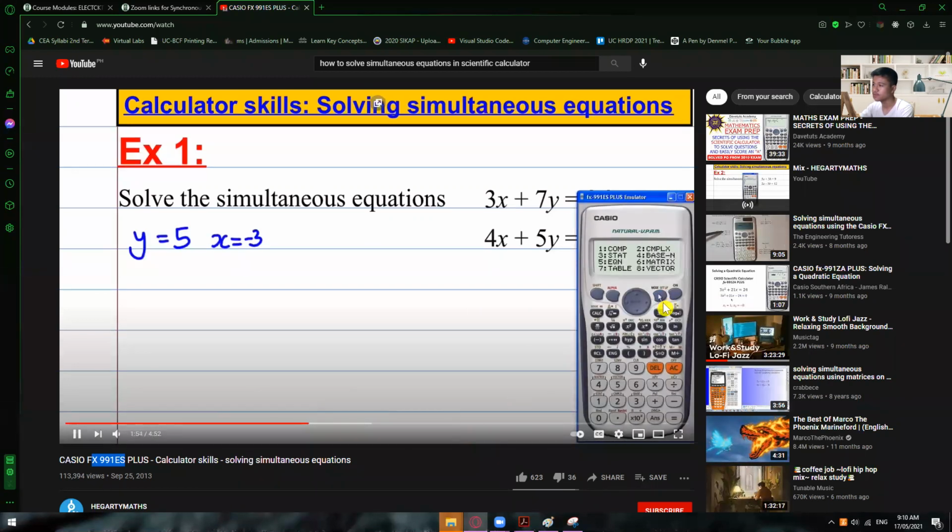So just go to mode and go to number 5, or EQN, or equation. Okay, 5. And then from here you can choose from 1, 2, 3, and 4. So the first one is two unknowns. The third one is, let me just go back to the mode. Okay, so 2, 3, 4.